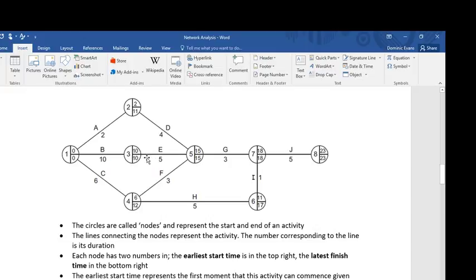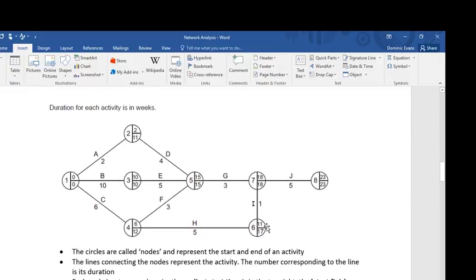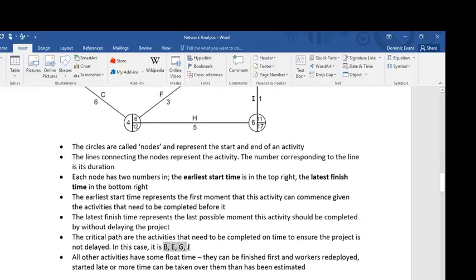In order to start activity E and not delay the overall project, the latest time activity B can finish is 10 weeks. Activities B, E, G and J are the critical path for this. There's no slack amongst these, but the activities where there are different numbers in the nodes show there's some slack. For example, activity H here, as long as it's completed by week 17, won't delay the overall project. So we can see the critical path.